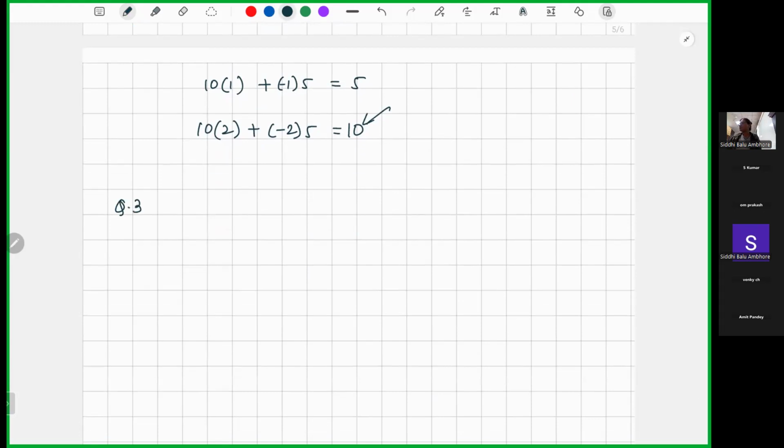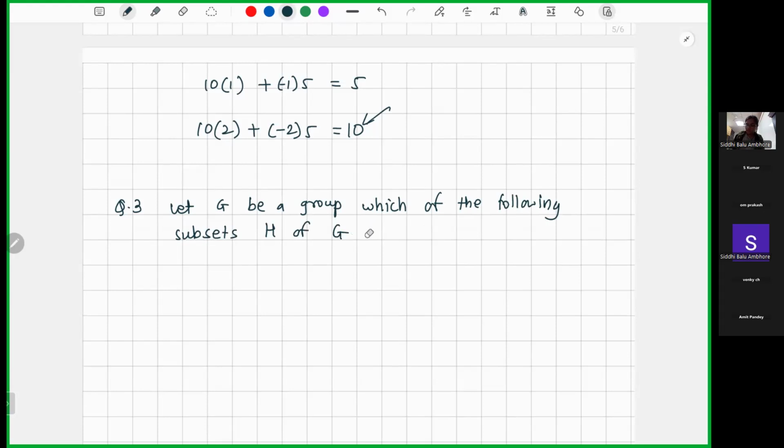So let's move to the next question. Let G be a group. Which of the following subsets H of G form a subgroup? Subset H is a subgroup of G. Okay, let me just write the options first.